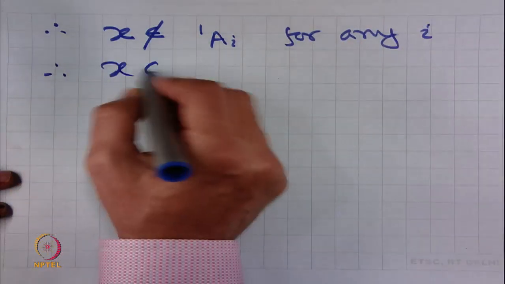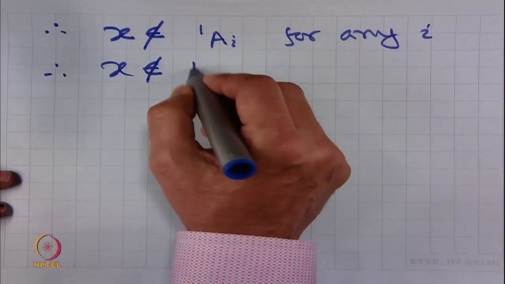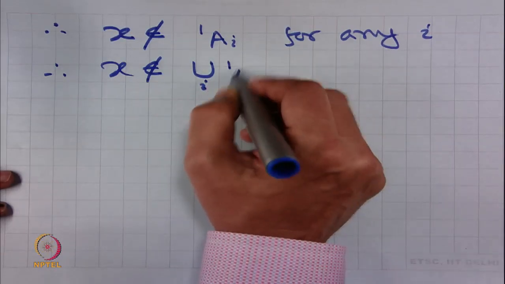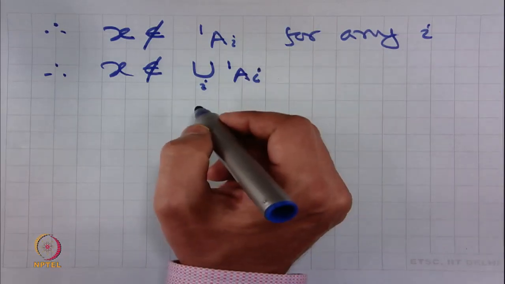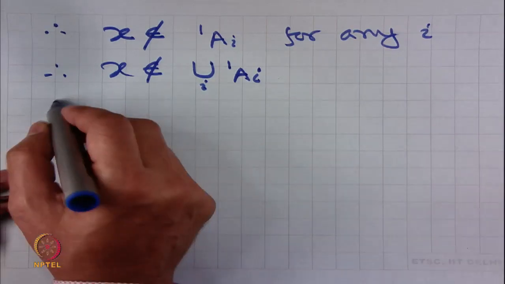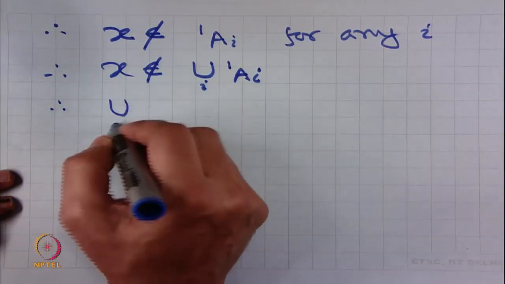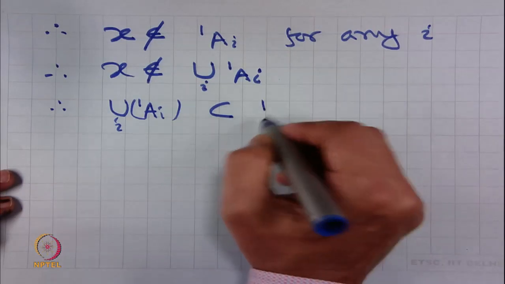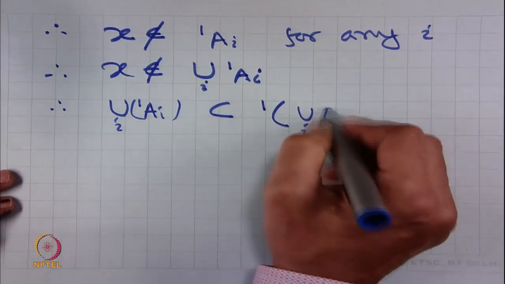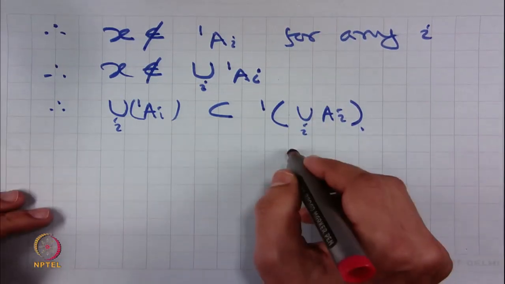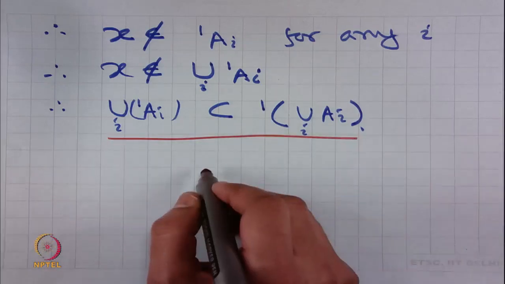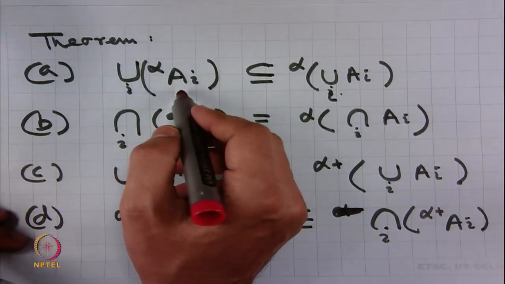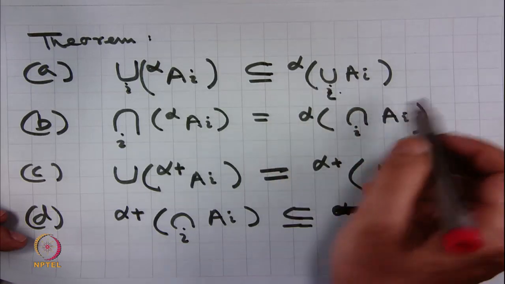Therefore, x does not belong to union over I of 1 cut of I. Therefore, union over I of A I is strictly contained in 1 cut of union over I of A I. Proved. So, this proves the result that union over I of alpha cut of A I is contained in alpha cut of union over A I.